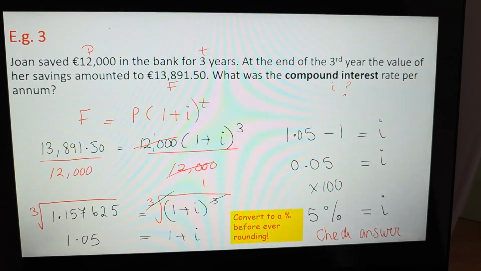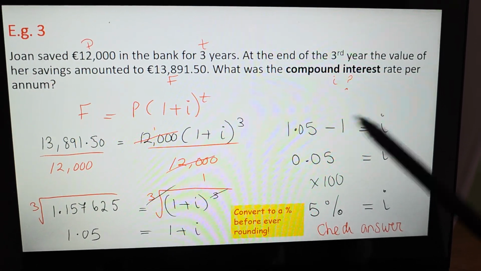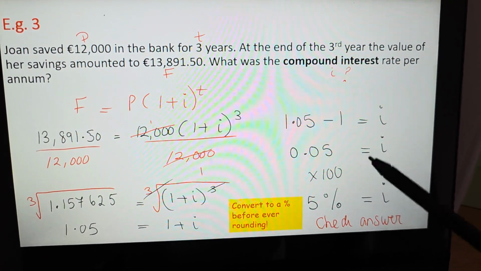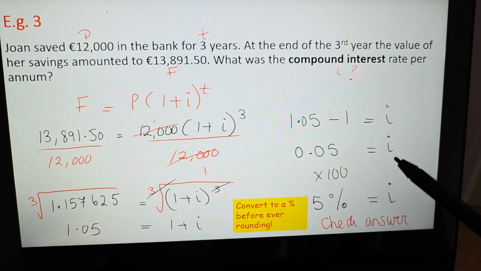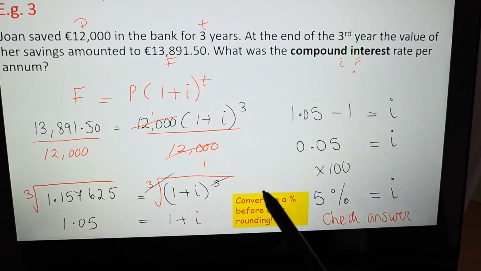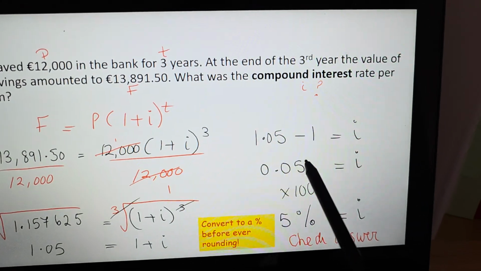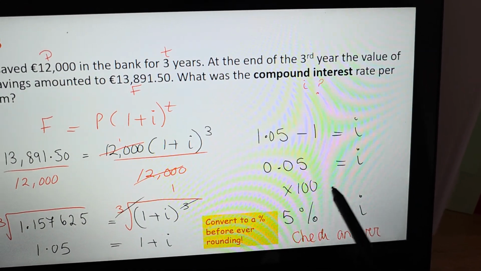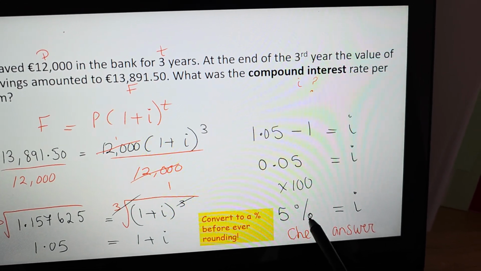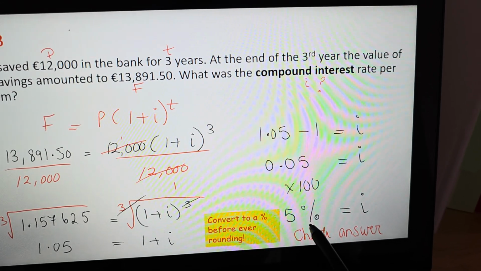Okay. And always remember, if they had asked you to do rounding in the question for the rate, now look, it came out to be 5% exactly, but let's say it didn't come out to be exact, you will always convert something into a percentage first before ever you would go rounding. So you'd never round at this stage. You'd always turn it into a percentage first and round afterwards if you had to round at all.